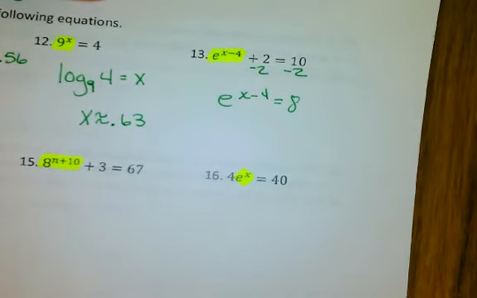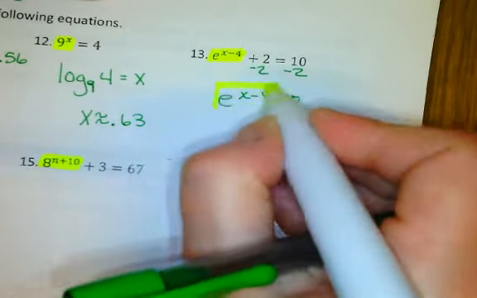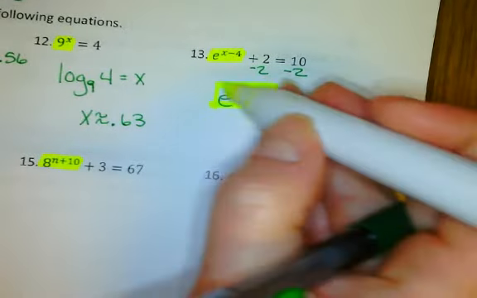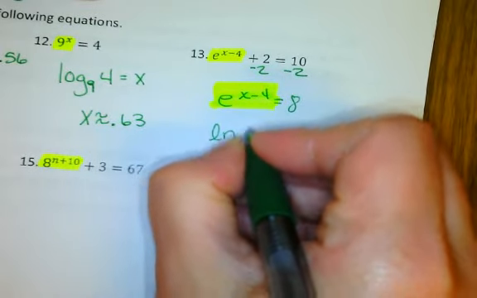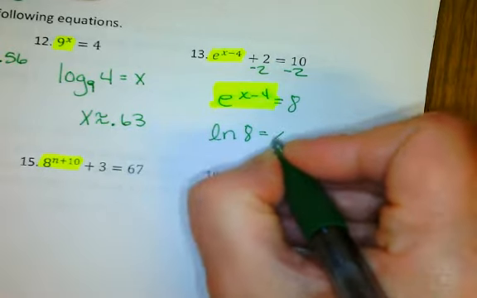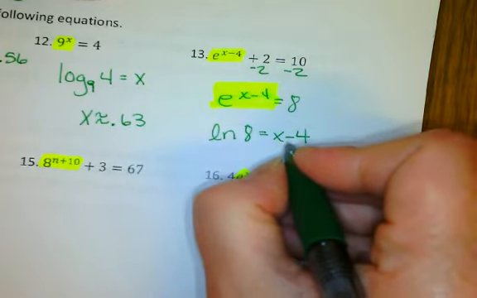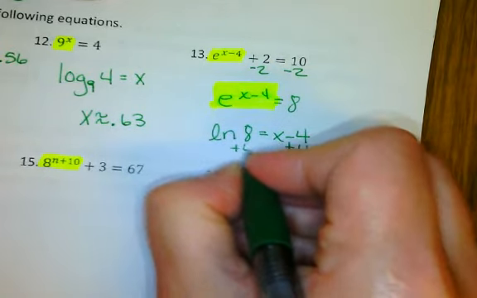But remember that e, you're going to have an ln. So I'm going to do the base stays the base and the other switch place, okay, because this is already by itself, that highlighted part's by itself. So the base is e, so ln of 8 equals x minus 4. And then I want to add the 4 and add the 4.